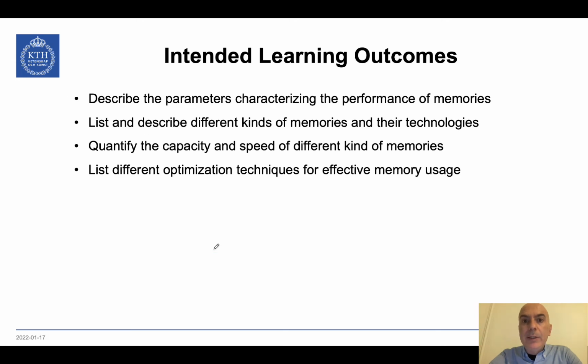At the end of this lecture, we will be able to describe the parameters that characterize the performance of the memories. We will be able to list and describe different kinds of memories and their technologies. We will be able to give numbers, that is, quantify the capacity and the speed of different kinds of memories. Finally, we will be able to list different optimization techniques for effective memory usage.